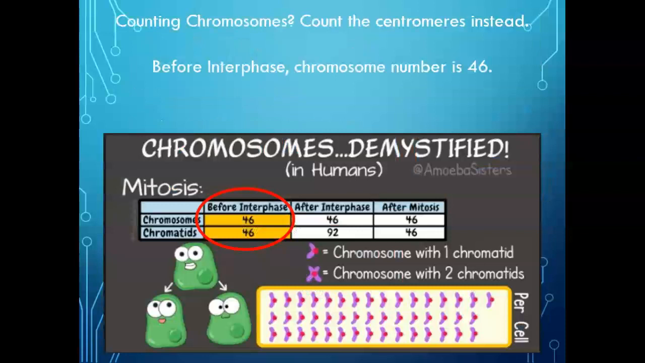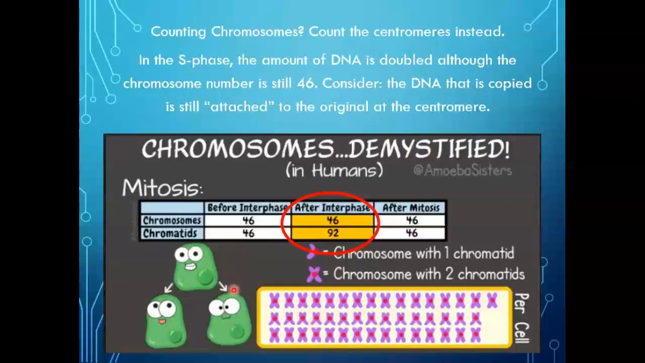When you're counting chromosomes, keep in mind, instead of counting chromosomes, I want you to count the centromeres instead. Before interphase, the chromosome number in humans is 46. So you can see here in the illustration, if you were to count all these dots, that's 16, and then another 30, that's 46. So in the key here, a chromosome with 1 chromatid and a chromosome with 2 chromatids still have 1 centromere, so count the centromeres.